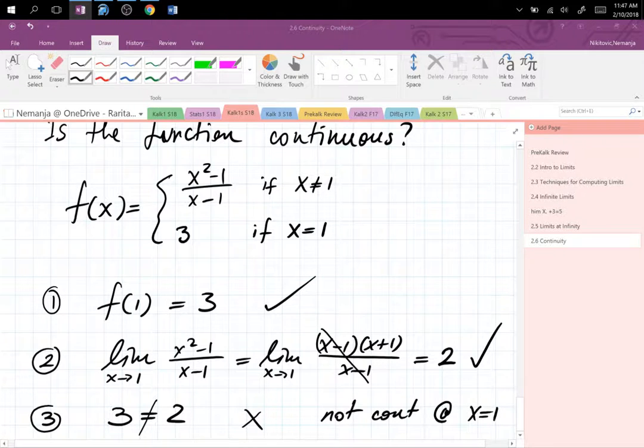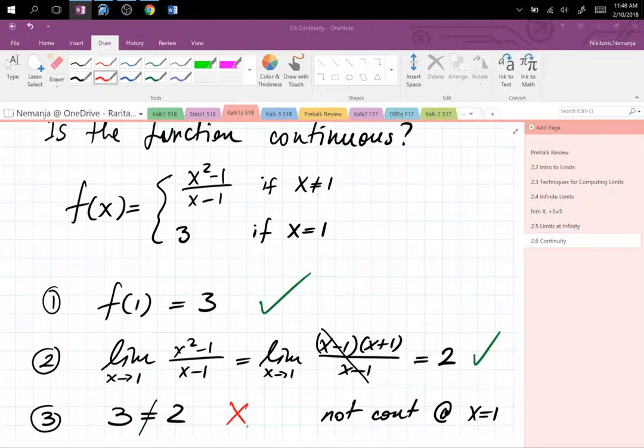Could be continuous everywhere else. It clearly failed rule 3, so I'm actually going to use 2 green check marks. Boom, boom, and then the red one. Not continuous at x equals 1 because it failed the rule. Another one? Yes, no, who cares? Yes? Yeah, that's the spirit, see? You love this stuff, right?